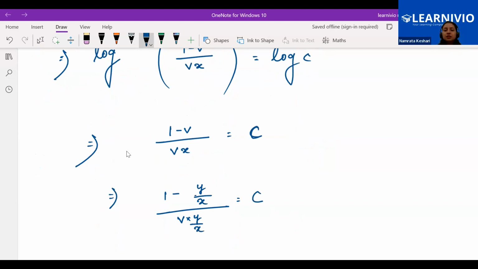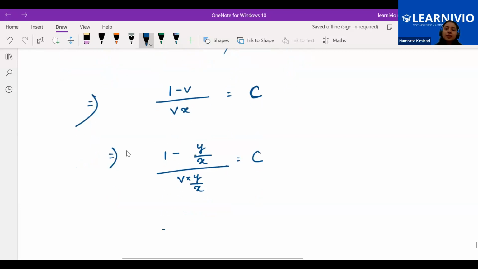Now x we can take LCM and we can just cancel x and x. So it will be x minus y. Ma'am, how is it v into y by x? Sorry, v is y by x and x is just x, right? Yes, ma'am.